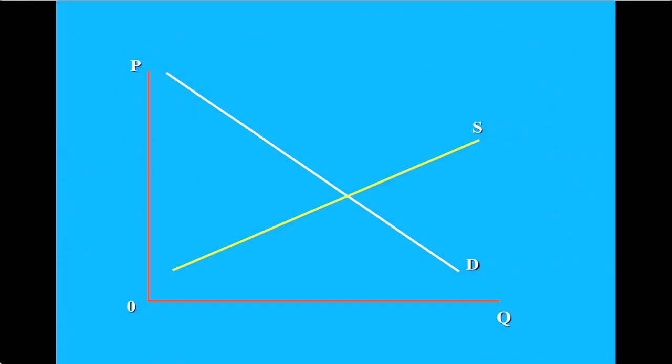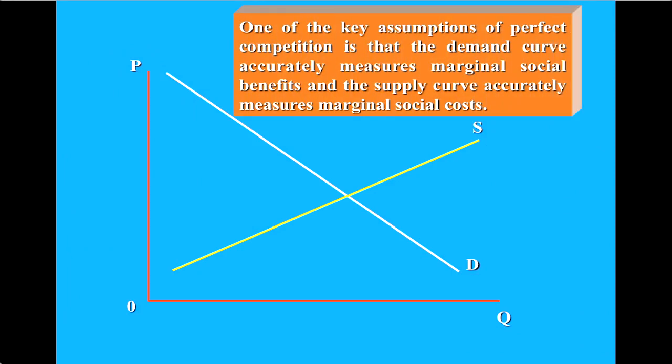As we have learned in a previous lecture, one of the key assumptions of perfect competition is that the demand curve accurately measures marginal social benefits and the supply curve accurately measures marginal social costs. When this assumption is met, equilibrium output occurs where supply equals demand and society's resources are efficiently allocated, that is, at P1 and Q1.